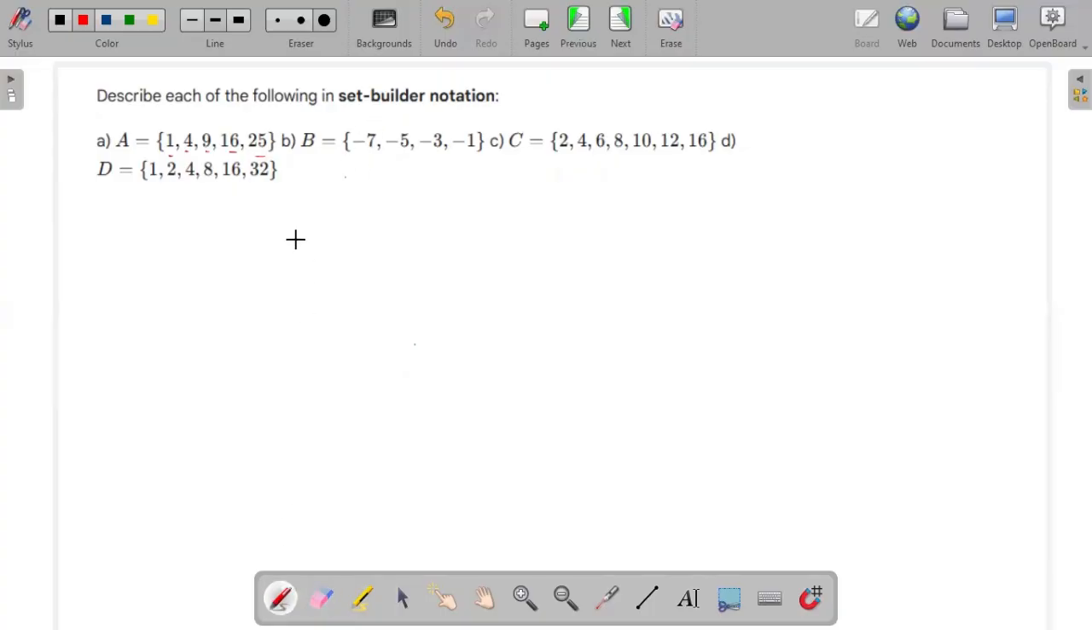Okay, so next we have B, and B is just saying -5, -7, -5, -3, and -1. So now when I look at those, what are they? I'm going to get two approaches as well here. We'll write it in two forms. The first one is going to be, we're saying X such that X is, we are going to define X by what? By a formula.